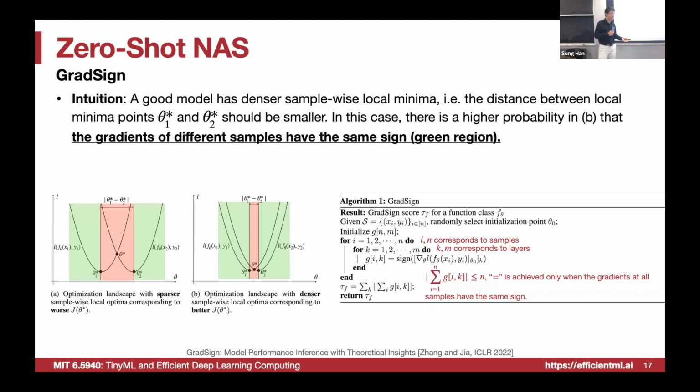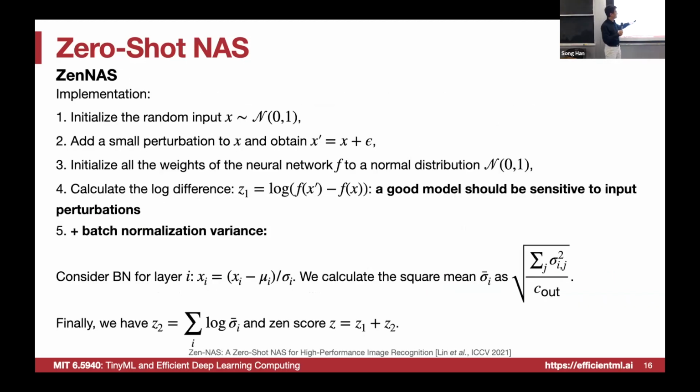For example, if the input changed from A to B, but the output doesn't change at all, then we are almost certain this may not be a good architecture. The input changed, but the output remains the same, right? So a good model should be sensitive to input perturbations, but it's not saying if the model is sensitive to input perturbations, that is certainly a good model.